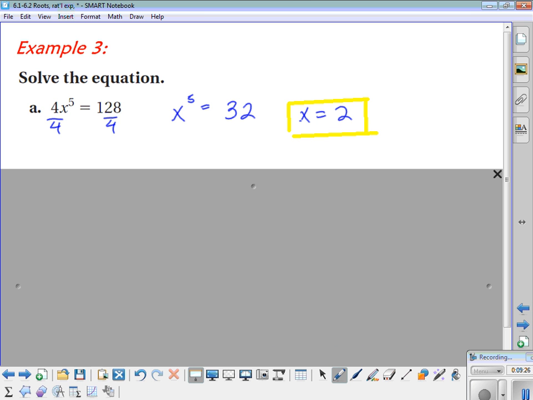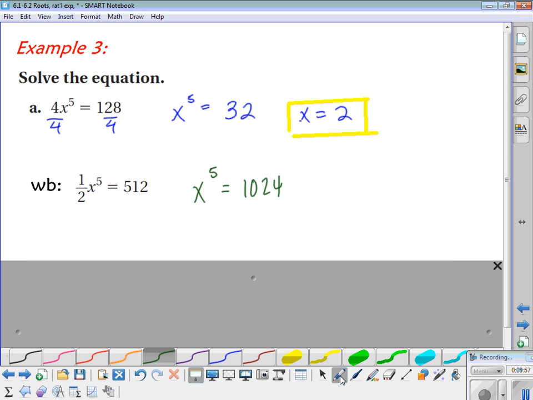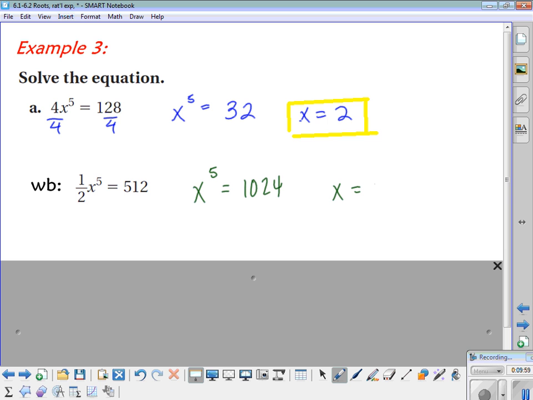Okay, so you guys get to do this one. What's the opposite of multiplying by 1/2? Multiplying by what? 2, yeah. So if you multiply by 2, you can undo it. So, multiply by the reciprocal, that's right. All right, so are we agreeing that x is equal to 4?